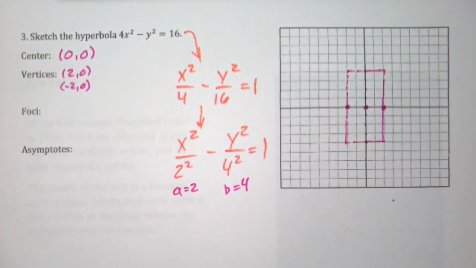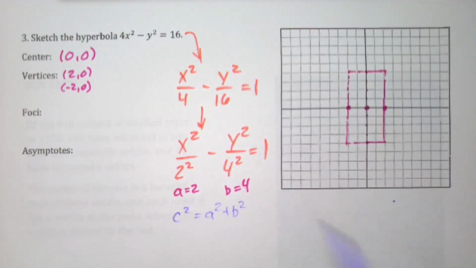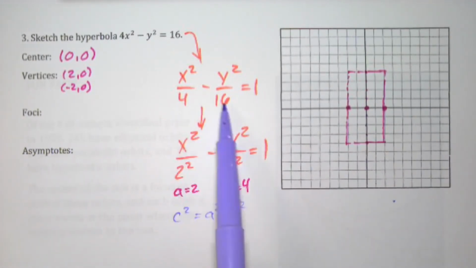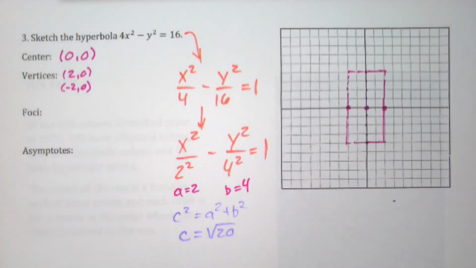So we want to do foci next. But to do foci, we need to know that value for c. Now we have a and b, so we can use that formula. c squared equals a squared plus b squared. So for us, that's going to be c squared is 4 plus 16, which tells me that c is going to be equal to the square root of 20. So again, it's not the prettiest number, but that's totally fine. Square root of 20, that's just between 4 and 5.